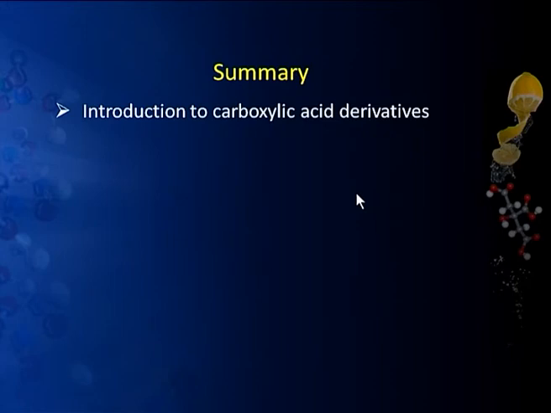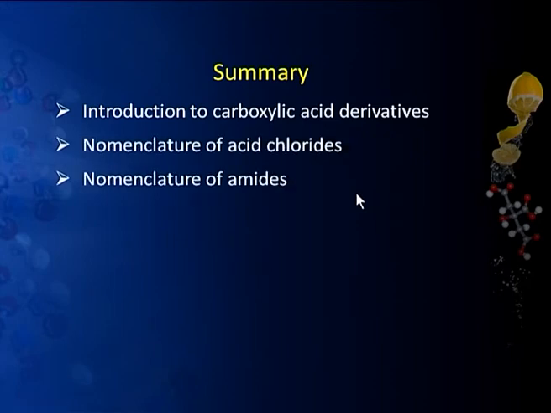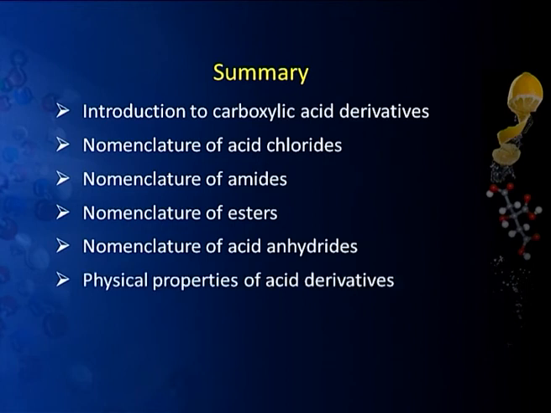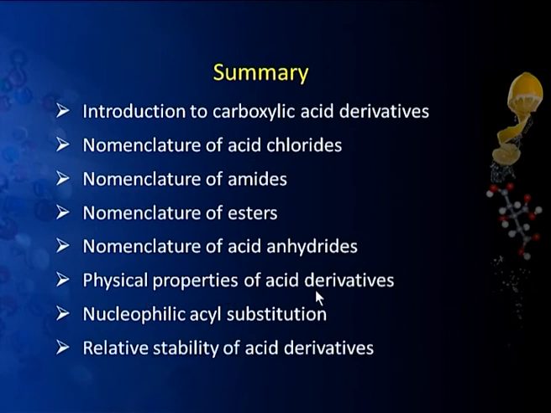So, today we have discussed what these acid derivatives are, then we discussed the nomenclature of acid chlorides, amides, esters and acid anhydrides, that is, how they are named according to the IUPAC system as well as according to the common system. We discussed briefly their physical properties, and then we compared their reactivity and stability with respect to the nucleophilic reactions which they undergo. In the next class, we will talk about the preparation and properties of some of these acid derivatives.